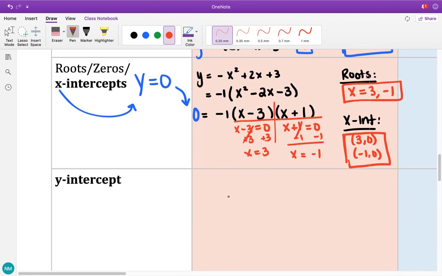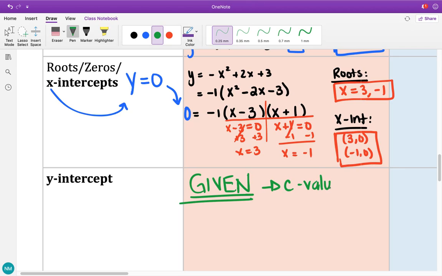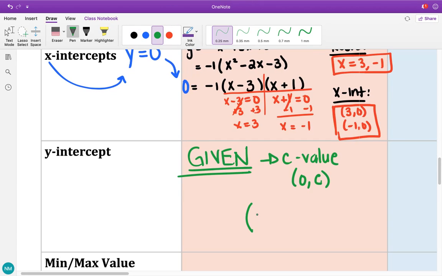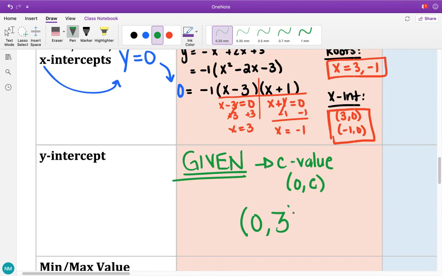Okay? Y-intercept. This is the easiest thing because in standard form, it is given. It is basically given to you, and it is your C value, or (0, C), right? So it's going to be 0, and my C value is 3, so it's going to be (0, 3).